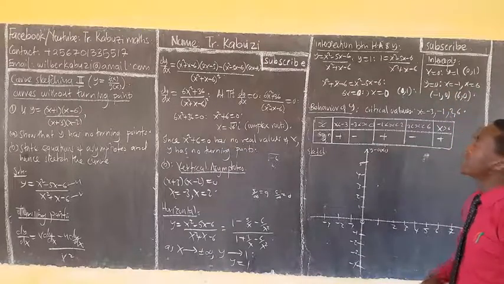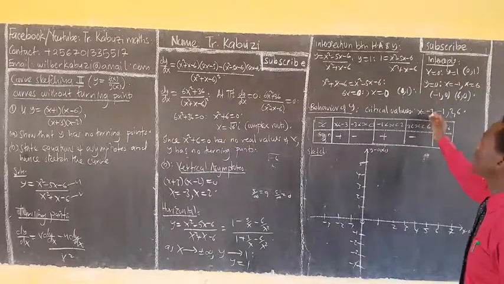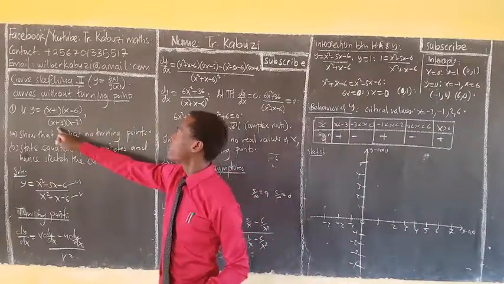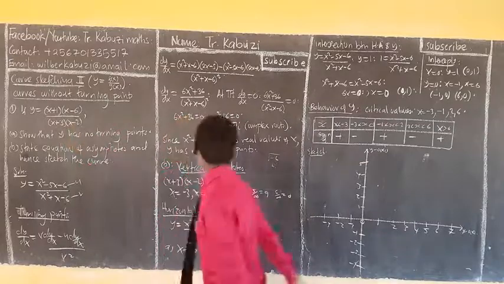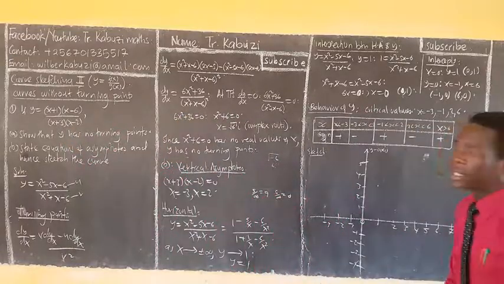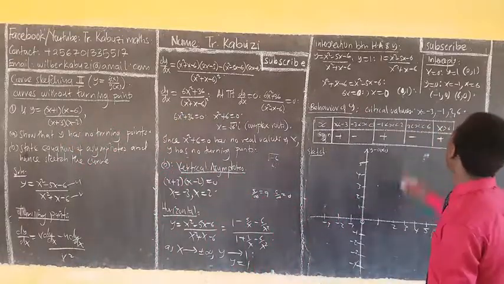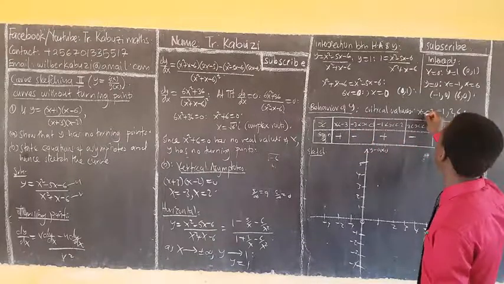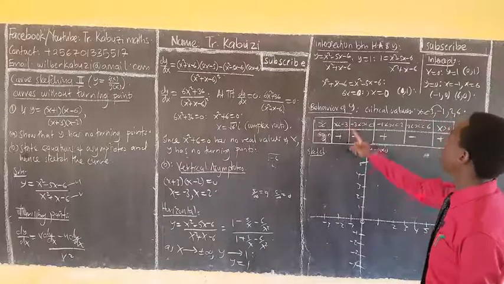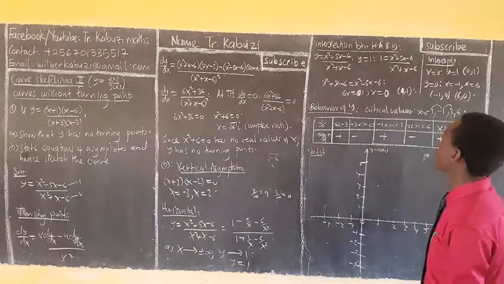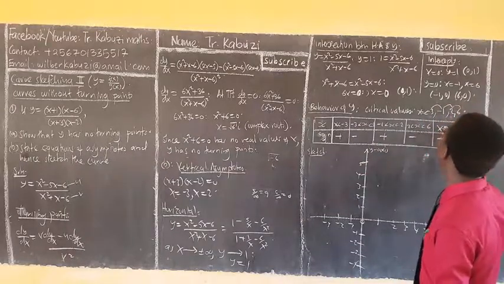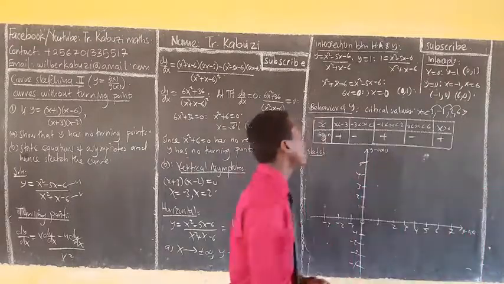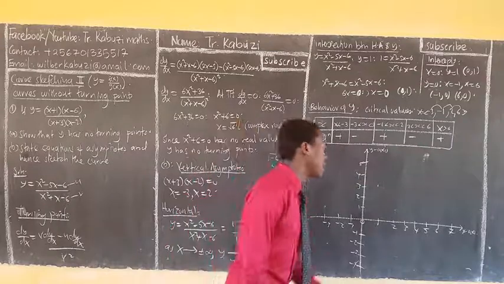For the behavior, we first get the critical values by equating the numerator and denominator to 0. When you equate these to 0, you get negative 3, negative 1, 2, and 6. Then write them from small to big. So you analyze the region below negative 3, then between negative 3 and negative 1, then negative 1 and 2, then 2 and 6, then above 6. When you put in the values, this is what you are going to get.